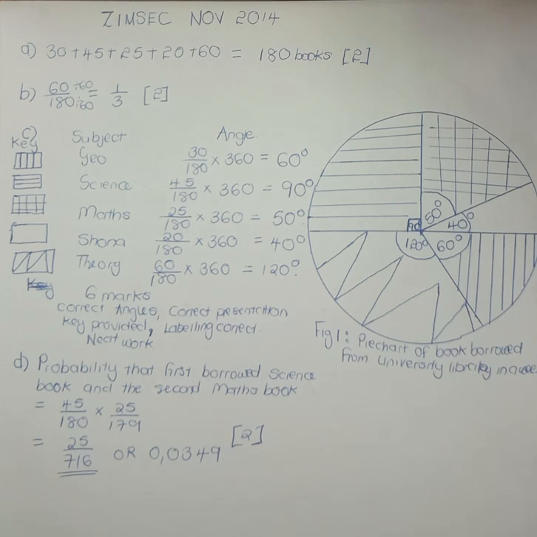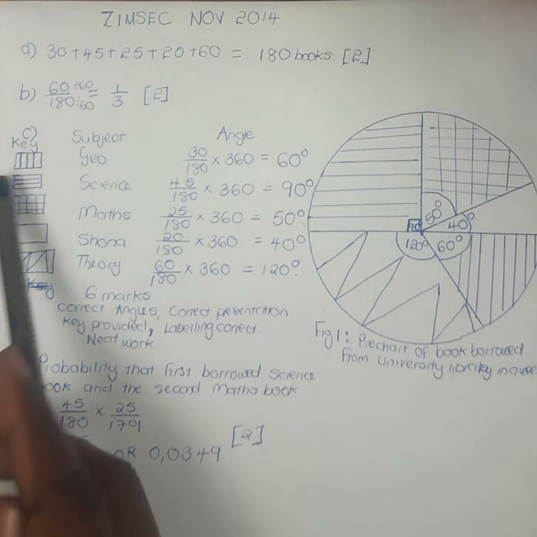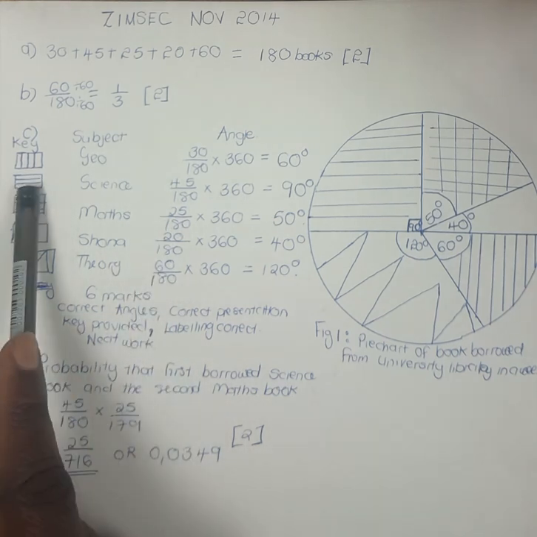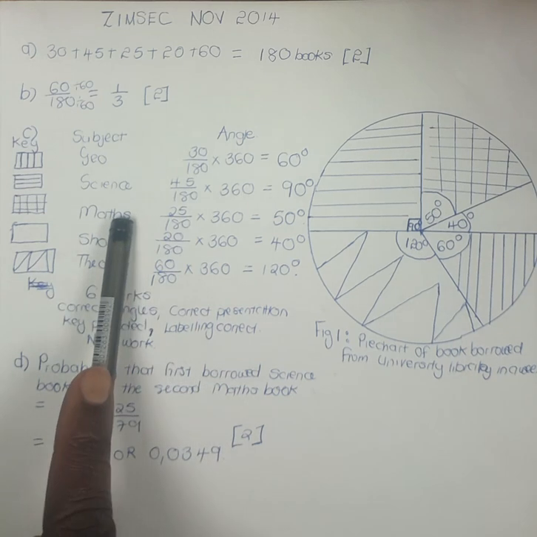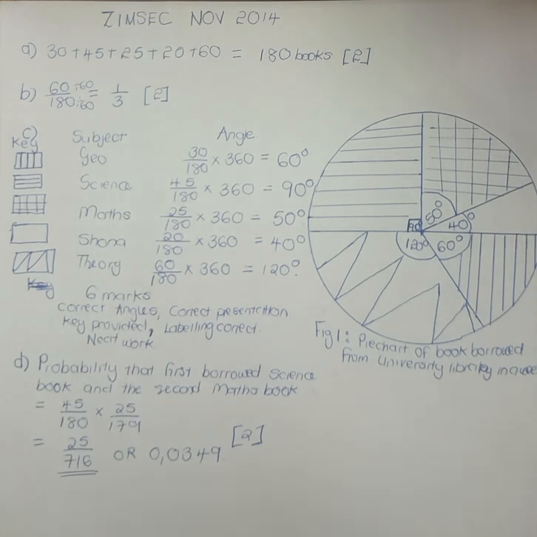We are going to shade all the regions differently, and you say this pattern is representing geo, this one is representing science, this one is representing maths, and that is how you take all the marks. And then probability, if you are selecting from different categories, you need to know what to do. And if you are selecting from the same category, you need to know what to do. I think we are done with final exam tips on statistics.